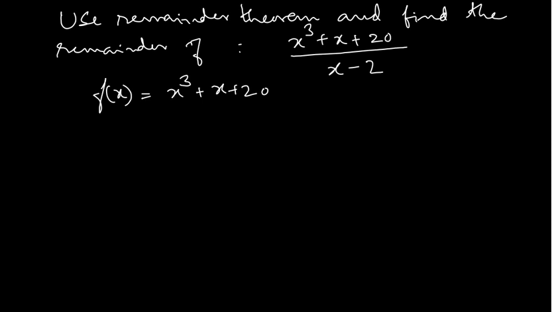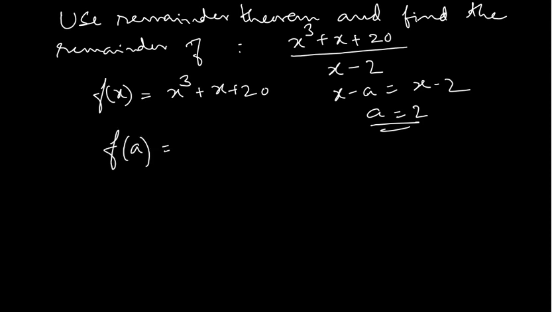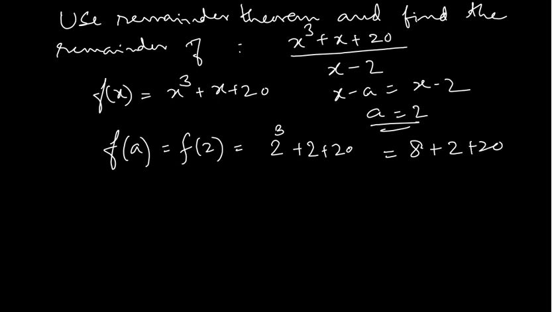So x minus a is nothing but x minus 2, which means a equal to 2. Right? This is your x minus a. So you are substituting f of a, that means f of 2. 2 cube plus 2 plus 20. So you get 8 plus 2 plus 20. This is equal to 30. So now we will say the remainder equals 30 using this theorem.